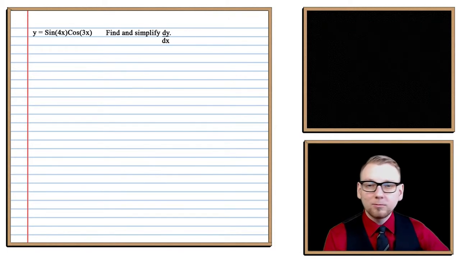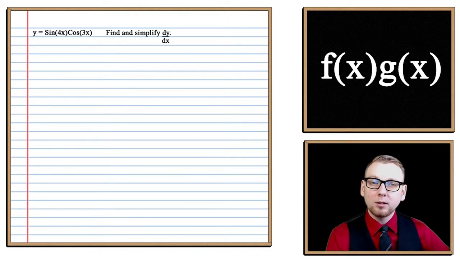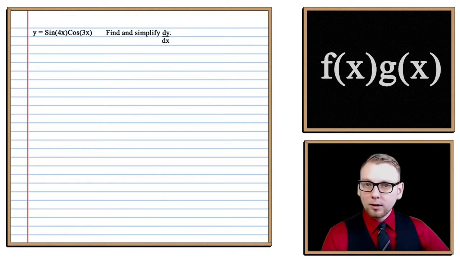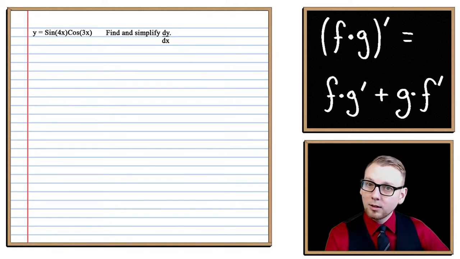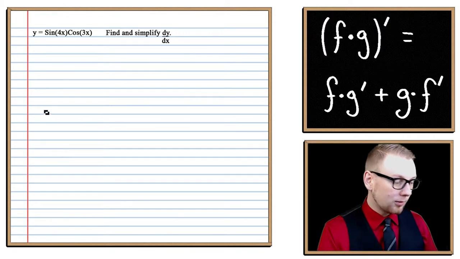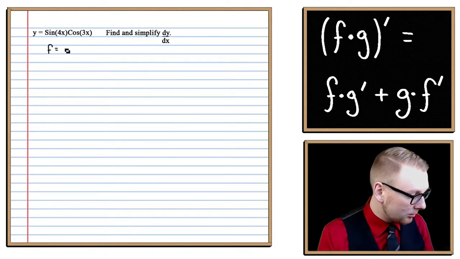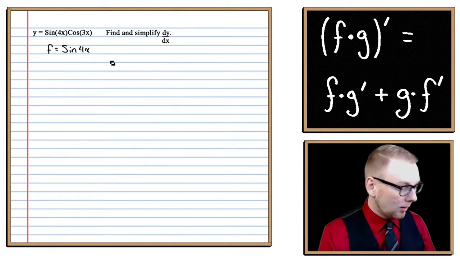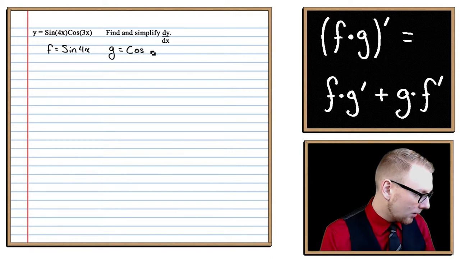To solve this problem, first we need to understand that this is a product of two functions. In calculus, we need to use the product rule. The product rule is that when you find the derivative of a product of two functions, f and g, the derivative is fg prime plus gf prime. So for our function, we have f is equal to sine of 4x, and we have g is equal to cosine of 3x.